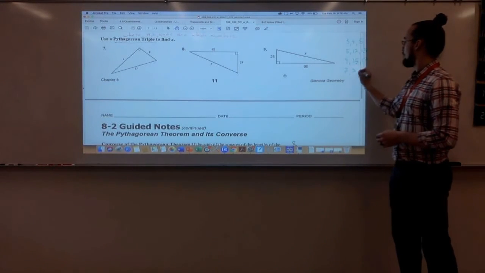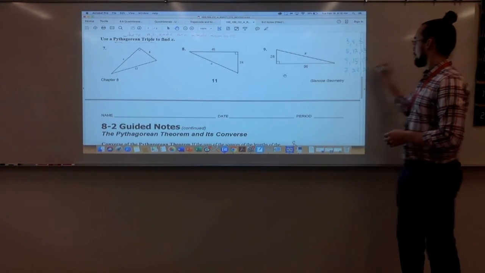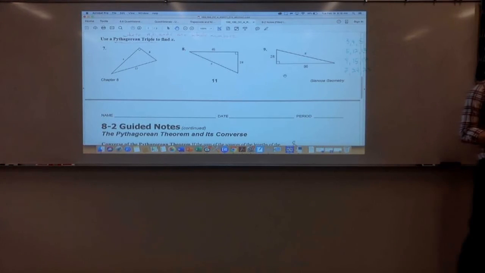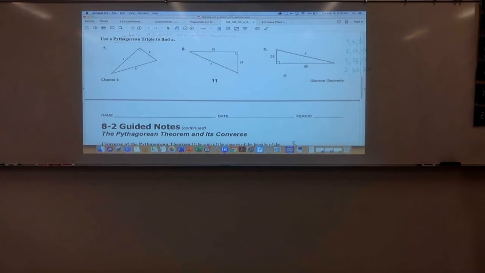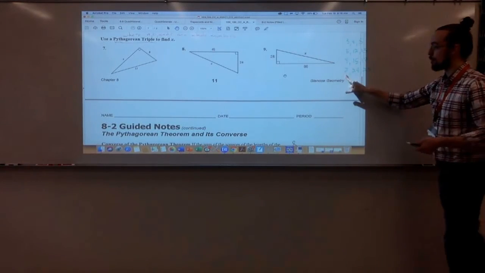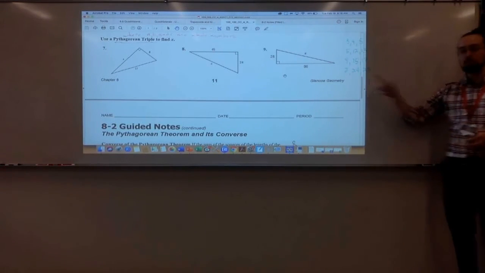These are Pythagorean triples, right? Sets of whole numbers that satisfy the Pythagorean theorem. So it's 7 squared plus 24 squared equals 25 squared.